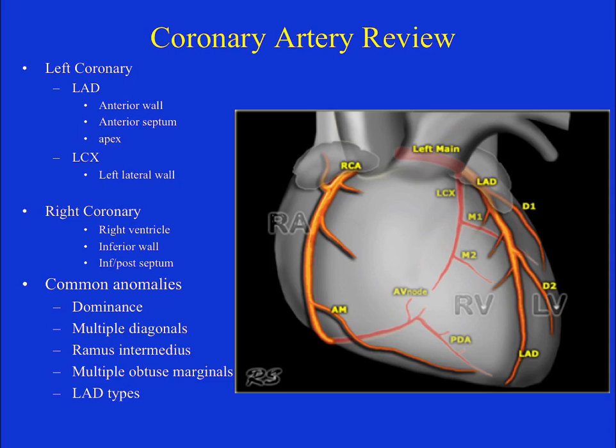There are 4 types of LADs. In type 1, LAD does not supply the apex. The RCA supplies the apex instead. In type 2, both LAD and RCA supply the apex. In type 3, only the LAD supplies the apex. In type 4, LAD supplies the apex, and it also winds around or wraps around the apex and supplies a portion of the inferior wall too.